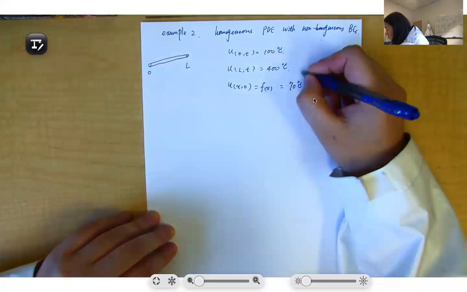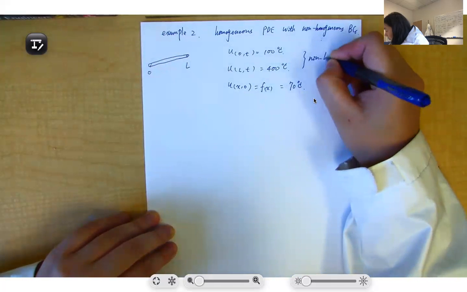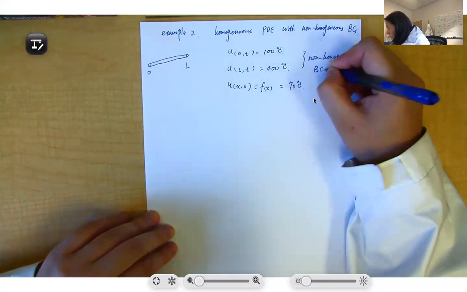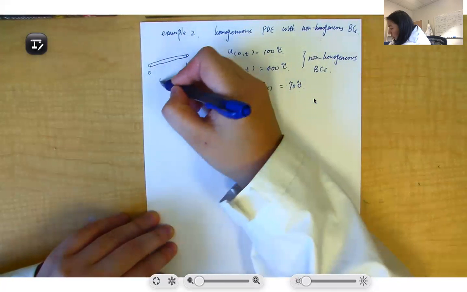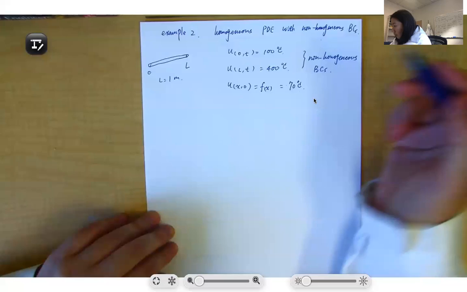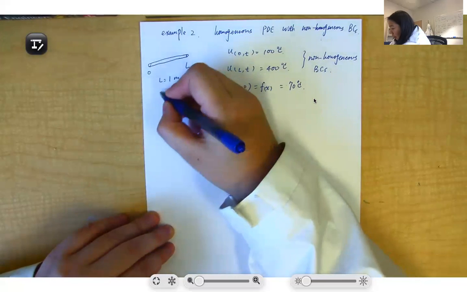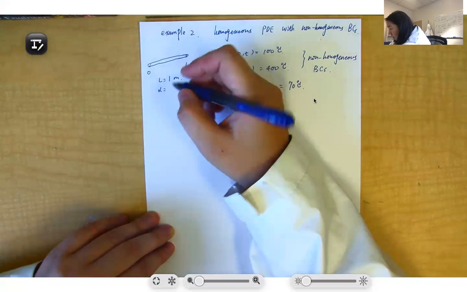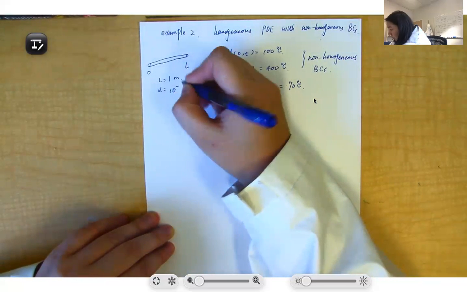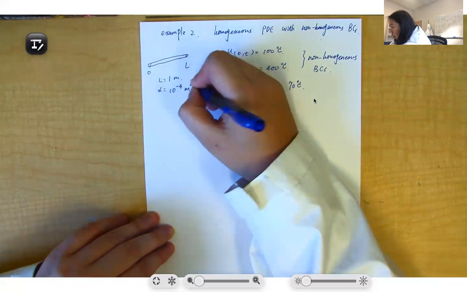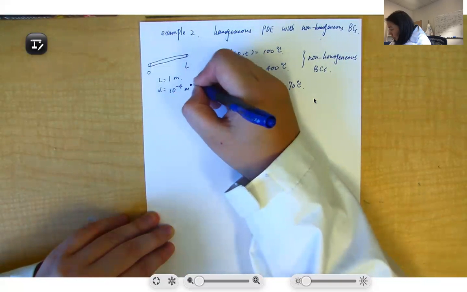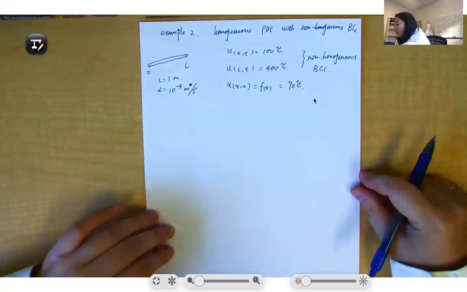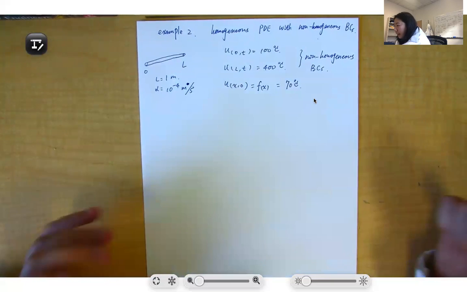And this belongs to non-homogeneous boundary conditions. And we also have L equals 1 meter, the length of the rod. The alpha, which is the effective thermal conductivity, is 10 to the minus 4 meter squared per second. So this is our problem setup.